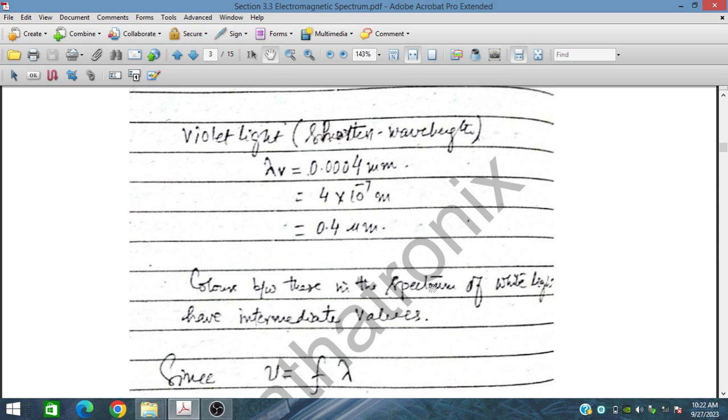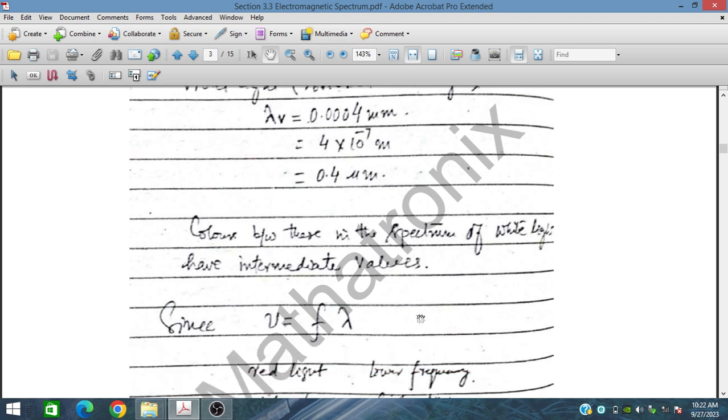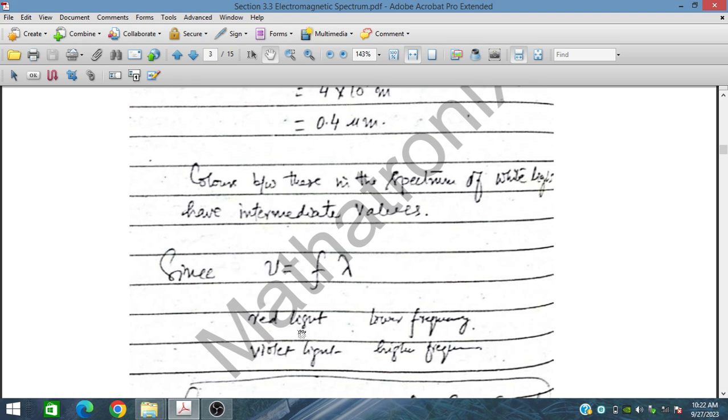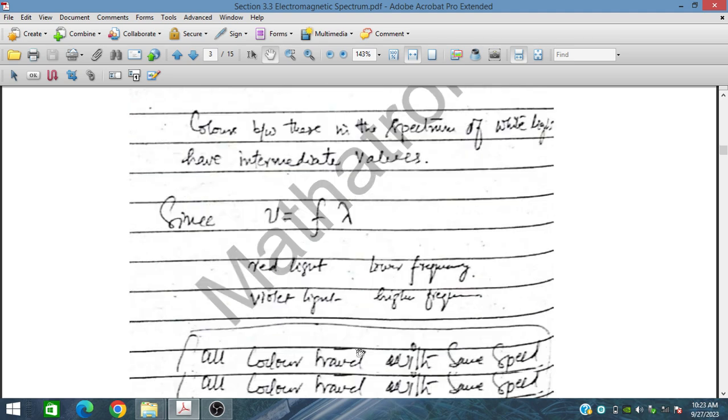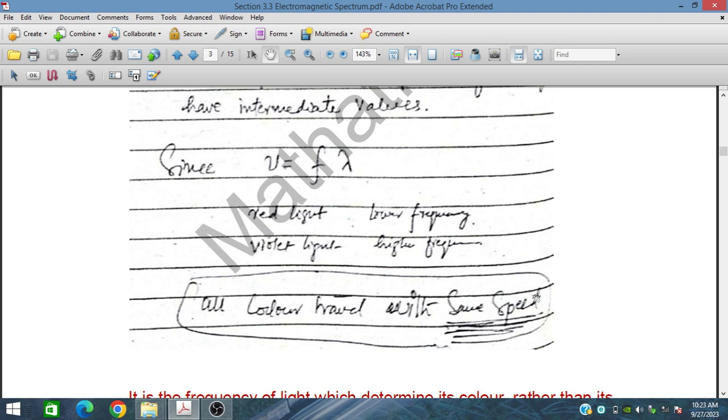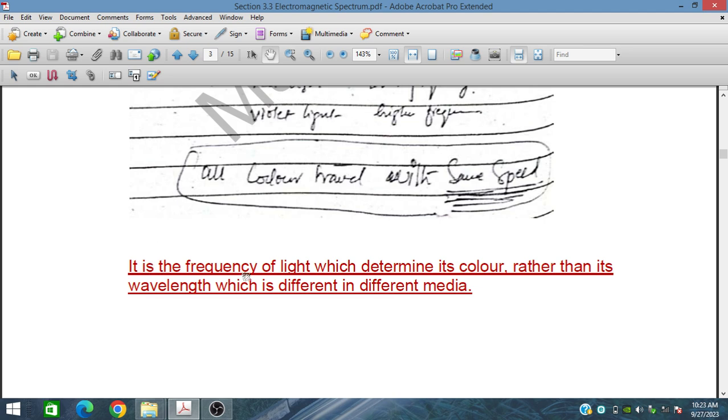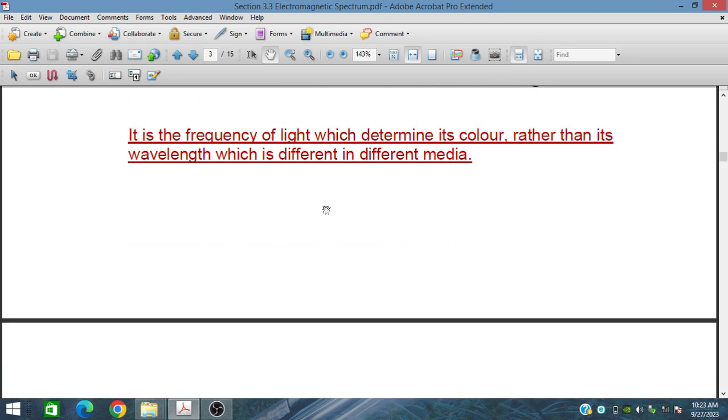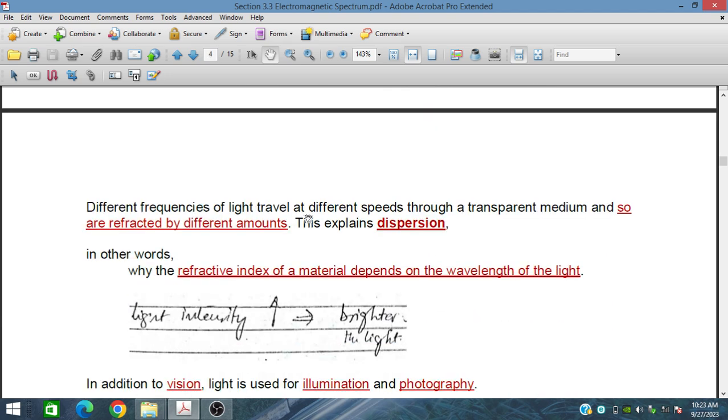Since V is equal to F lambda, red light has lower frequency and violet light has higher frequency. Lower the wavelength, higher the frequency. All colors travel with the same speed. It is the frequency of the light which determines its color, rather than its wavelength, which is different in different media. So color is determined from the frequency of the light, not from the wavelength.